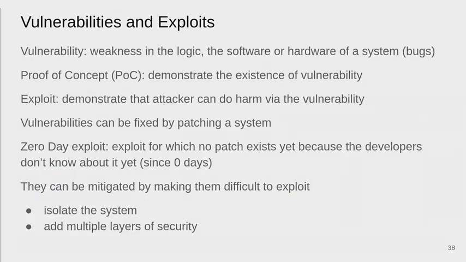Vulnerabilities and exploits. A vulnerability, just for the definition, is a weakness in the logic, the software, or hardware of a system, as in a bug that is reachable by the attacker. All software has bugs. Some of the bugs are vulnerabilities. A bug becomes a vulnerability if the attacker can have some input that reaches the bug. A POC, or proof of concept, demonstrates the existence of vulnerabilities. It's a certain piece of input that triggers the underlying bug, thereby demonstrating that it's a vulnerability.